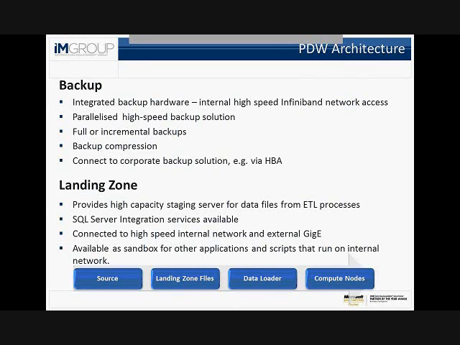So for example, if you're loading data in from external systems, be it files or other database systems or ERP systems, you're connecting that to the landing zone and landing your data there, from where the PDW picks that up on its high-speed network, and it loads that into the data warehouse using dedicated processes such as DW Loader. So there are specific utilities in there to do high-speed data loading into the appliance itself.